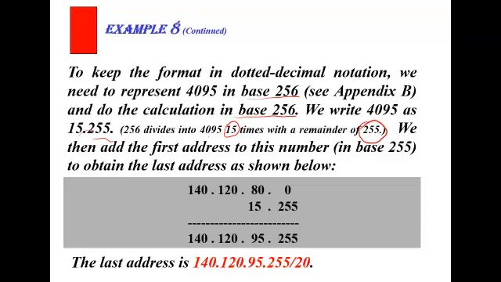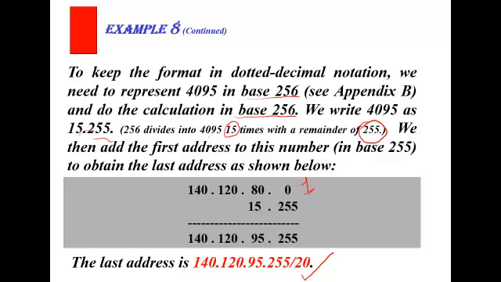Now we can add this number 15.255 to the first address of a block, which is given at the time of allotment, right? So if you want to find out the last address, you should know the first address and the total number of addresses. Then we get 140.120.95.255 as the last address of this given random address. Okay, so only base 256 arithmetic is required.